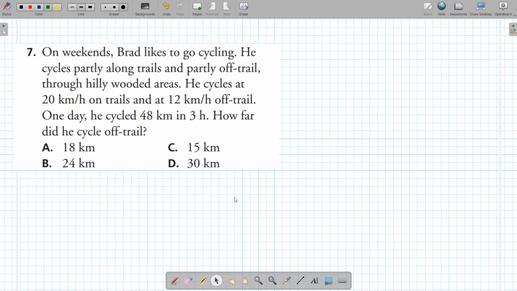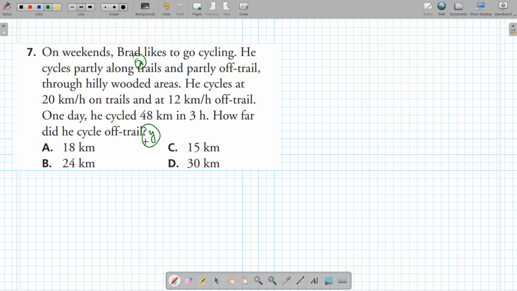What's our X and what's our Y? Whatever they're asking is usually X and Y. How much he cycles on trail and off trail? Yeah. So let's say on trail is X and off trail is Y. What's going to be our first equation?